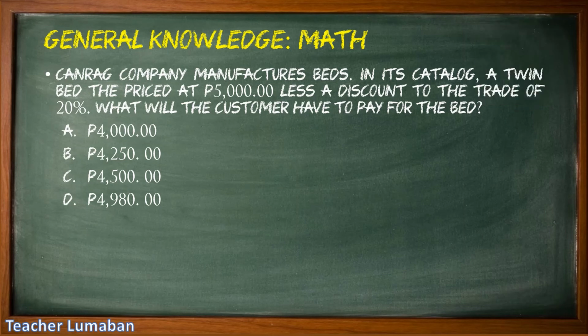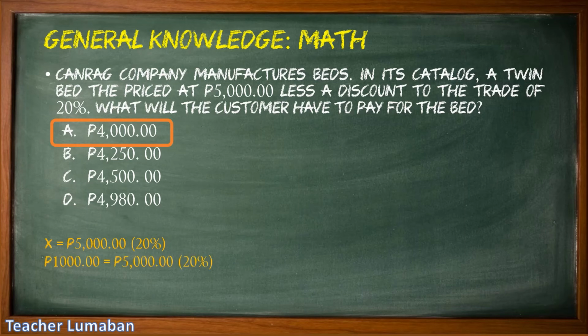The correct answer is letter A, 4,000 pesos. The customer has to pay 4,000 pesos for the bed. X equals 5,000 pesos multiplied by 20%. 1,000 pesos equals 5,000 pesos multiplied by 20%. 4,000 pesos equals 5,000 pesos minus 1,000 pesos. The answer is 4,000 pesos.